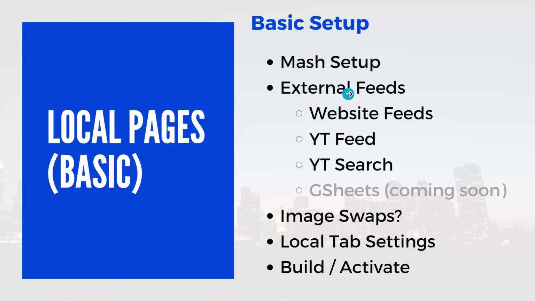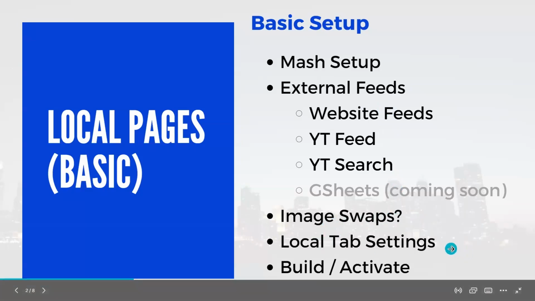I'm going to show you how to pull external feeds. This is just like your regular RSSMasher on how to build a mash. So if you've never seen it, start from scratch here. I'm going to show you how to set up image swaps, and then we're going to go into local tab settings. How do you set it up correctly?